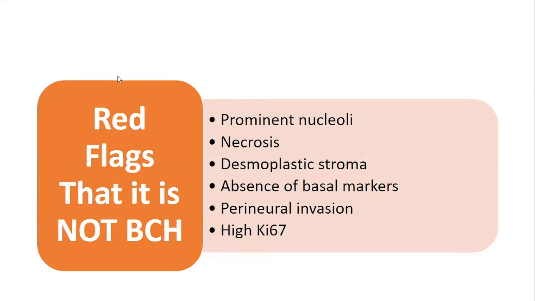Lastly, red flags that it is not BCH: prominent nucleoli, abundant prominent nucleoli, in every gland you are seeing prominent nucleoli. There is necrosis. The stroma is desmoplastic. There is absence of basal cell markers. There is perineural invasion. Ki67 is high. These are not the features of benign lesions. If you see this, then this is malignant.